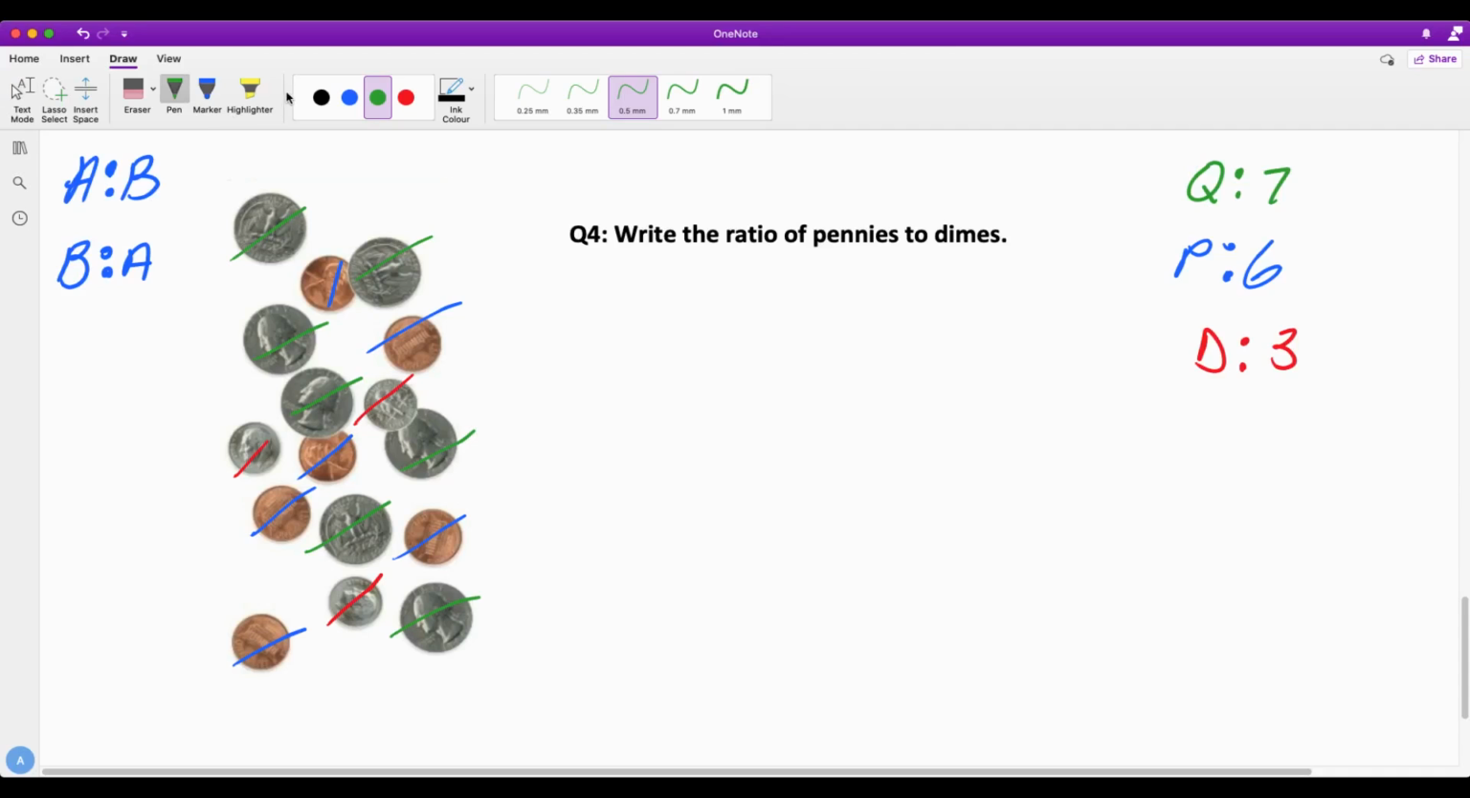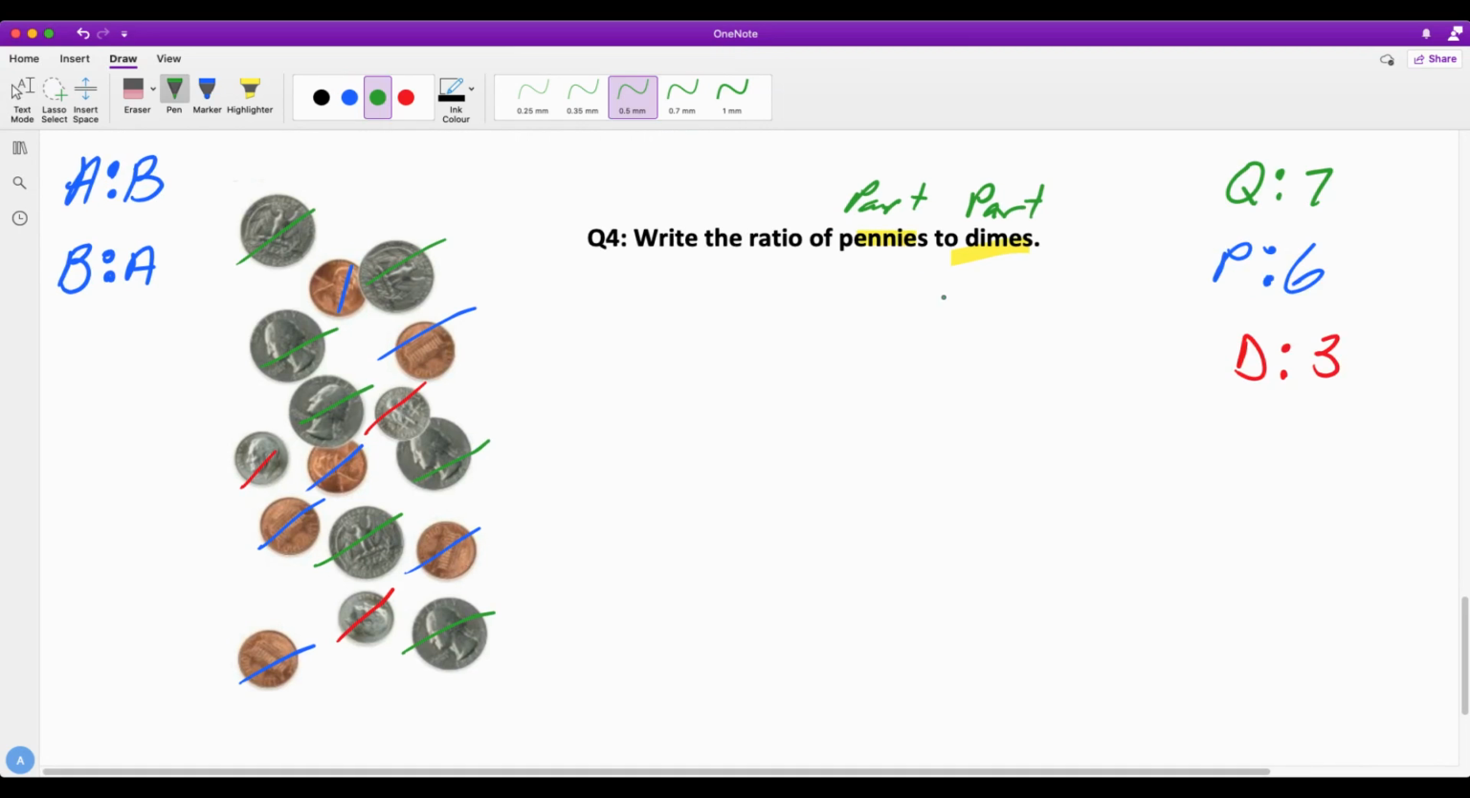All right, so now this is the last question that we're going to go through, and then we're done with this video. So now it says write the ratios of pennies to dimes. So not that you need to know this part, but just remember we're doing part to part in this case, and not part to whole. It's just pointing that out. That's what we're doing. All right, so now we're creating a ratio of pennies to dimes. So let me go ahead and fill this in. Well, we have 6 pennies and we have 3 dimes.